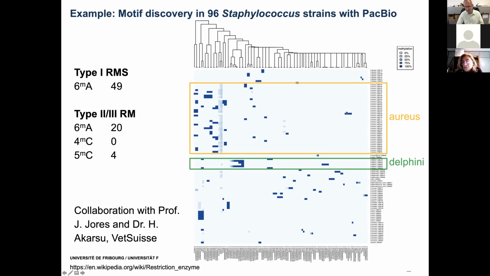As you see here in dark blue, you have the motifs that are 100% methylated in the genome, and in lighter blue, motifs that are less methylated, between 25 and 50% within the genome.